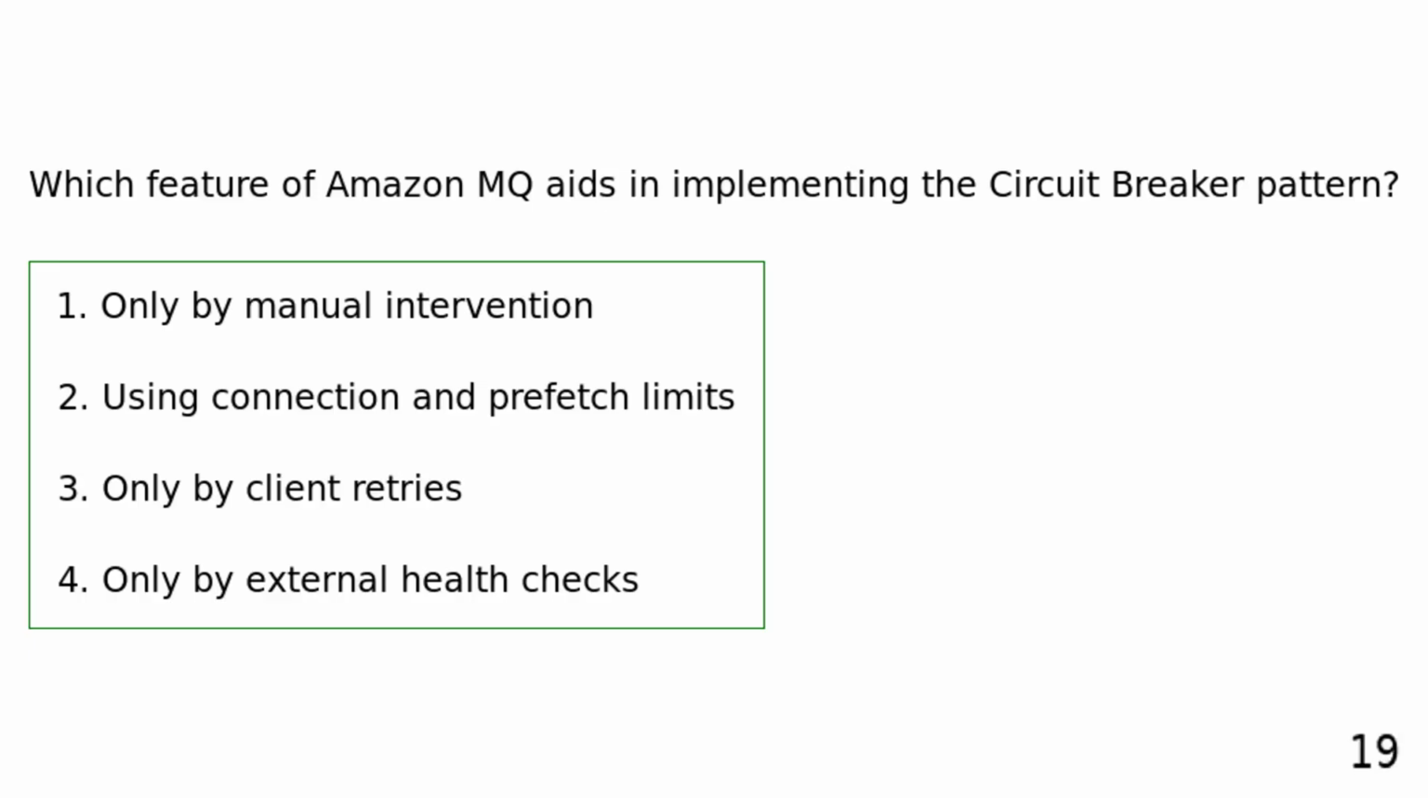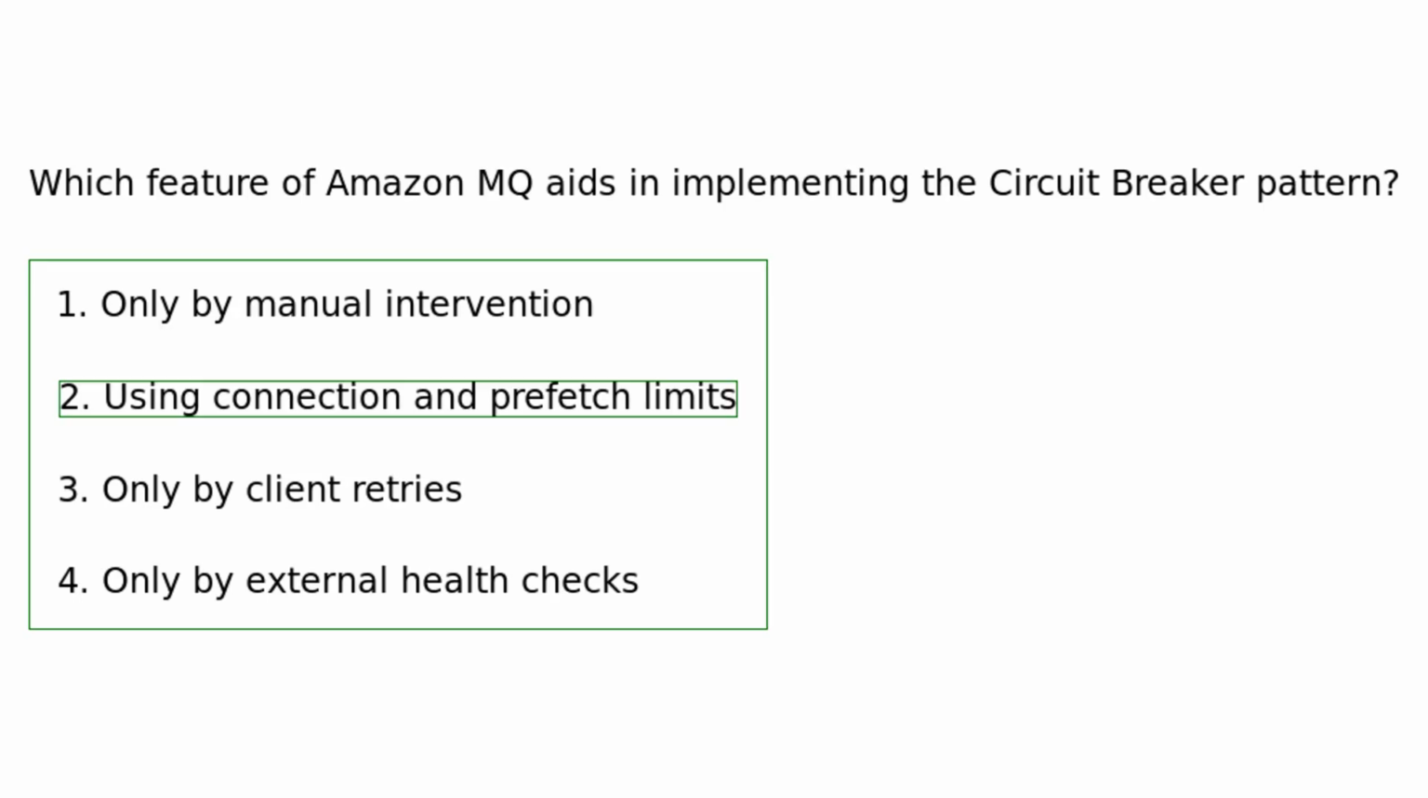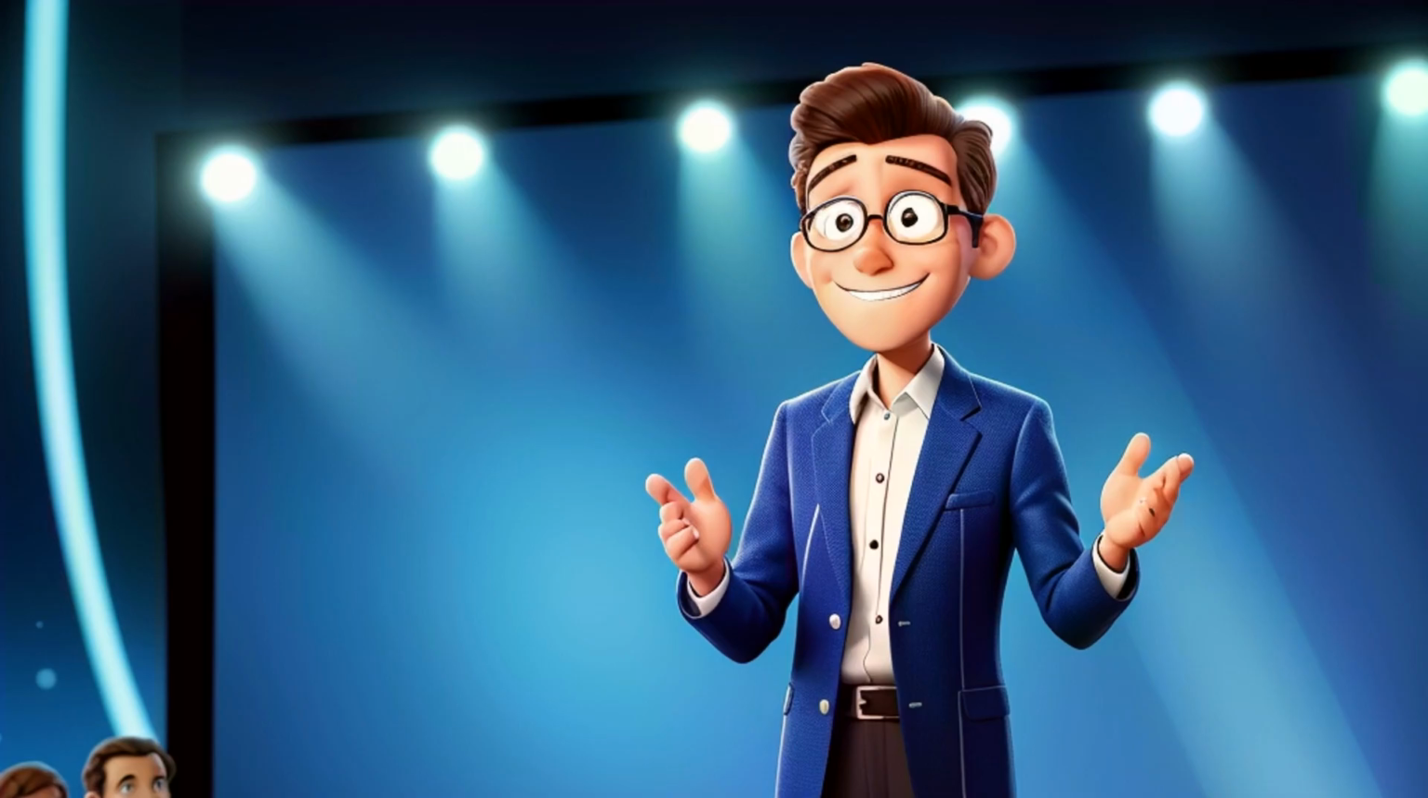Which feature of Amazon MQ aids in implementing the circuit breaker pattern? Only by manual intervention. Using connection and prefetch limits. Only by client retries. Only by external health checks. Circuit breaker patterns in Amazon MQ can use connection limits and prefetch settings to prevent a failing component from overloading the broker.